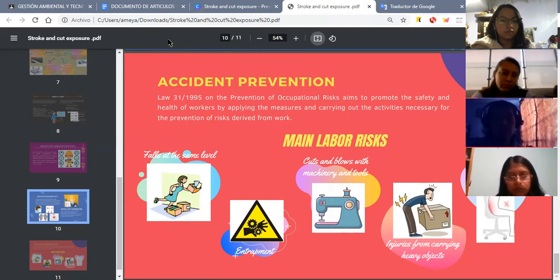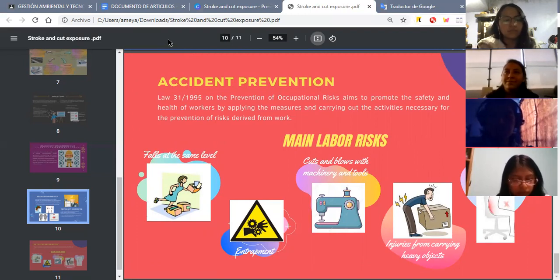Another of the main labor risks is entrapment, and some of the preventive measures are: buy safe machinery and tools, comply with safety regulations indicated by the manufacturer, place emergency switches, allow use of machinery only by personnel assigned by the company with training, wear suitable clothing, avoid the use of accessories such as bracelets, chains, earrings, and rings, and use individual protection equipment with CE markings such as metal gloves, glasses, mask, and cap.